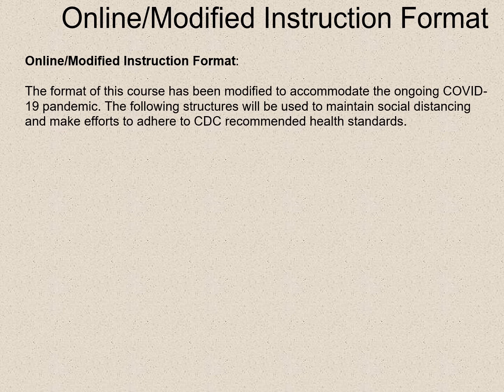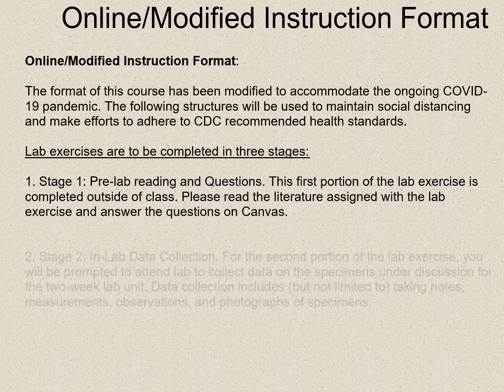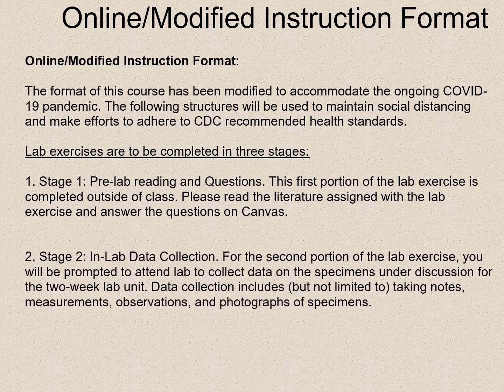So for the lab component of the class, I'd like you to complete the labs in 3 stages. And again, this is going into part of maintaining those CDC guidelines. Stage 1 is to just do the pre-lab reading and answering the pre-lab questions, and you'll find these on Canvas. When you start going through the lab exercise on Canvas, you'll notice that the first part is some reading, and then answering some questions. And then you'll be prompted at one point to go into the lab to do in-lab data collection.